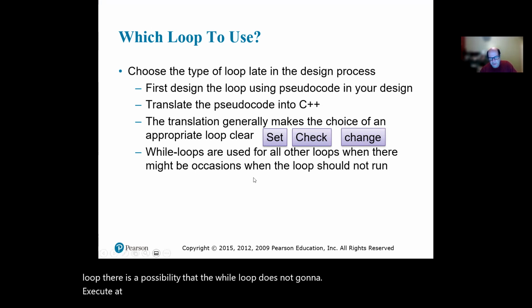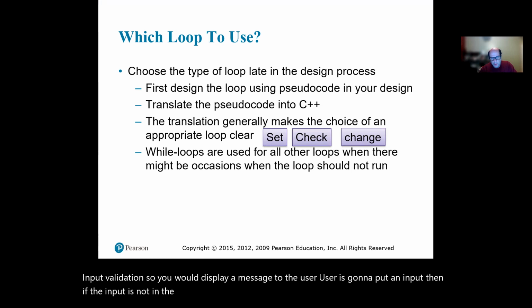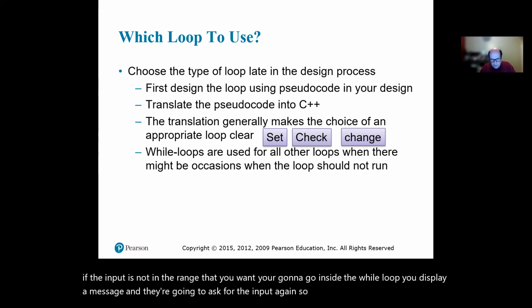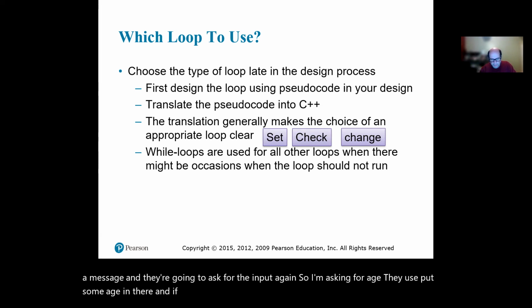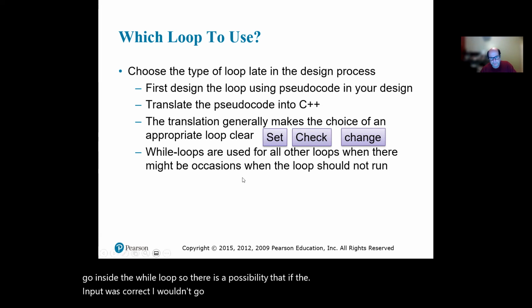Our sample was about input validation. So you would display a message to the user. The user is going to put in an input. Then if the input is not in the range that you want, you're going to go inside the while loop, display a message, and ask for the input again. So I'm asking for age. The user puts some age in there, and if that age is not in the range that I'm looking for, I'm going to go inside the while loop. So there is a possibility that if the input was correct, I wouldn't go inside that while loop.